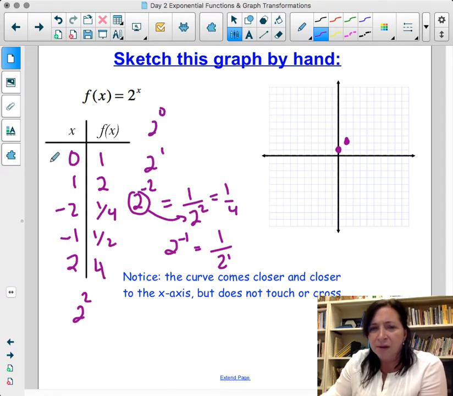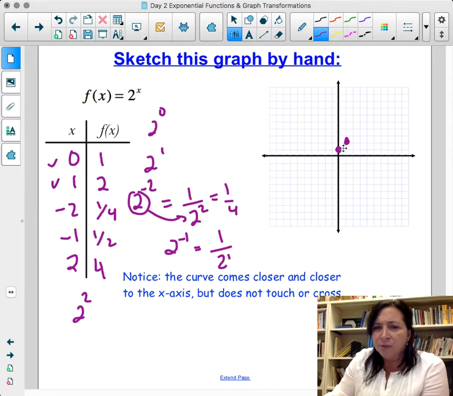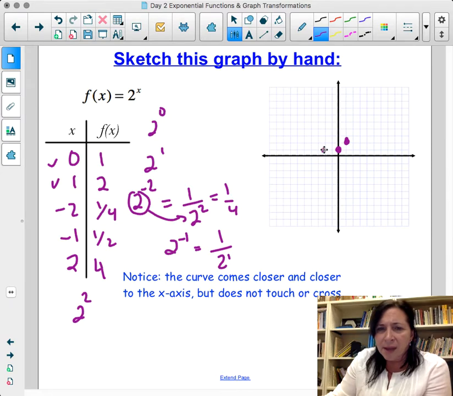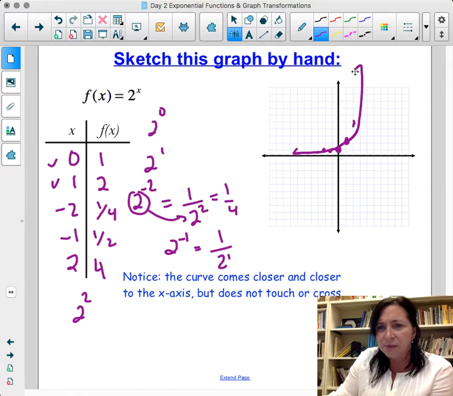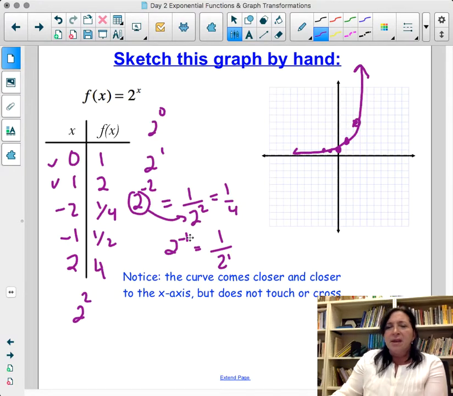So I already plotted this one here and this one here. So now I have -2, 1/4. And then I have -1, 1/2. And then I have 2, 4. Okay, so basically what I'm seeing is this. Okay, so that is an exponential equation.